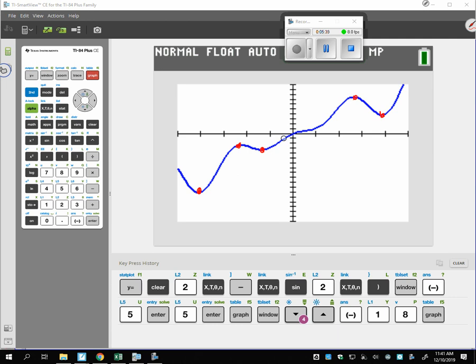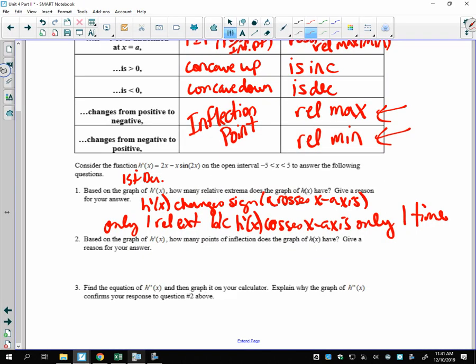Because this is increasing the whole time. It changes concavity there, but it's increasing. So inflection points are relative max or min on h prime of x. So 5 inflection points, because there are 5 relative max or mins between that.